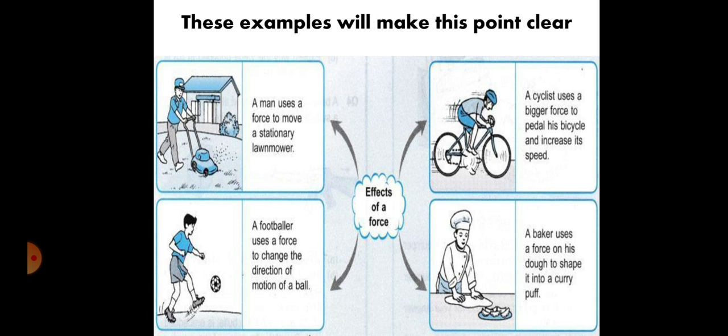Now these examples will make the point clear. The example of the lawnmower, which was at rest and has been brought to motion by the man. The cyclist, he pedals faster and brings the cycle to a greater speed. Now the footballer uses a force from some other direction and changes the direction of the ball. And a baker, he applies pressure on the dough and rolls it into a big chapati or say curry puff.